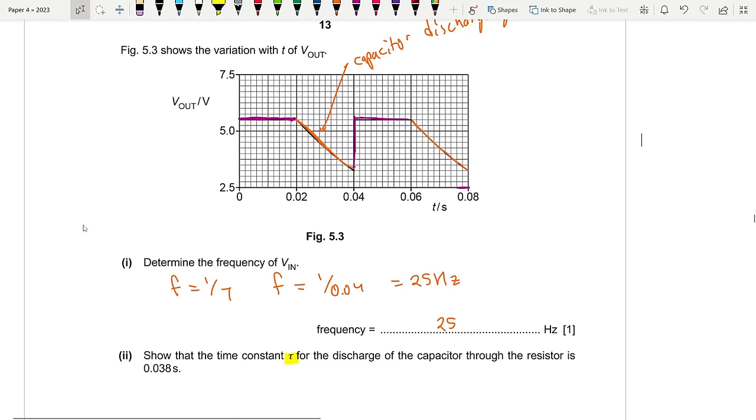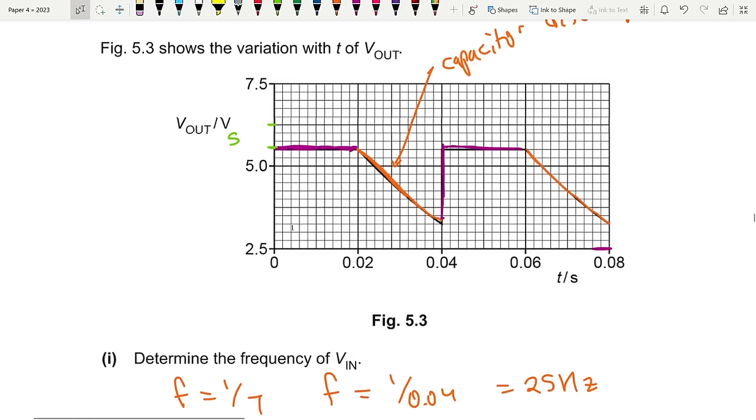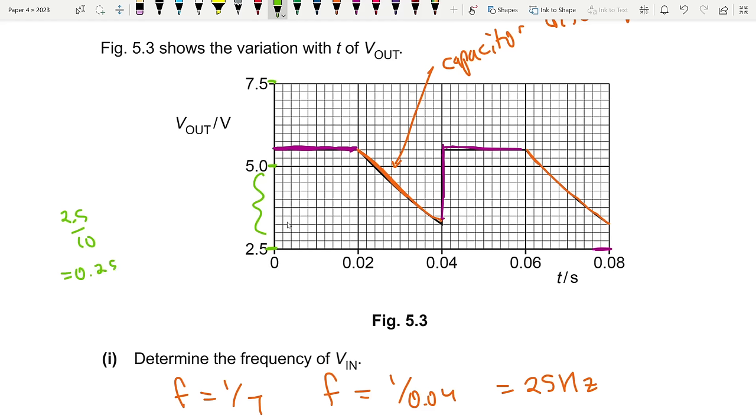So what is the initial EMF? How many boxes is this? Let's just check. Basically this is 2.5, this is 5, this is 7.5. So in total there are 10 boxes over here and 2.5. So 2.5 divided by 10 boxes, that is actually 0.25 for each box. So 0.25 into 2 plus 5, that is actually 5.5.